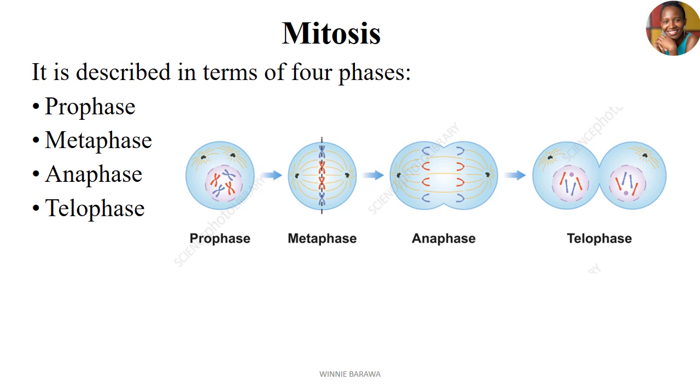So mitosis is a type of cell division and it is described in terms of four phases. We have phase 1 that we call prophase, followed by metaphase, anaphase, and telophase. And these are highlighted descriptions or illustrations of how these stages change. So we have prophase, the first one, followed by metaphase, anaphase, all the way to telophase.